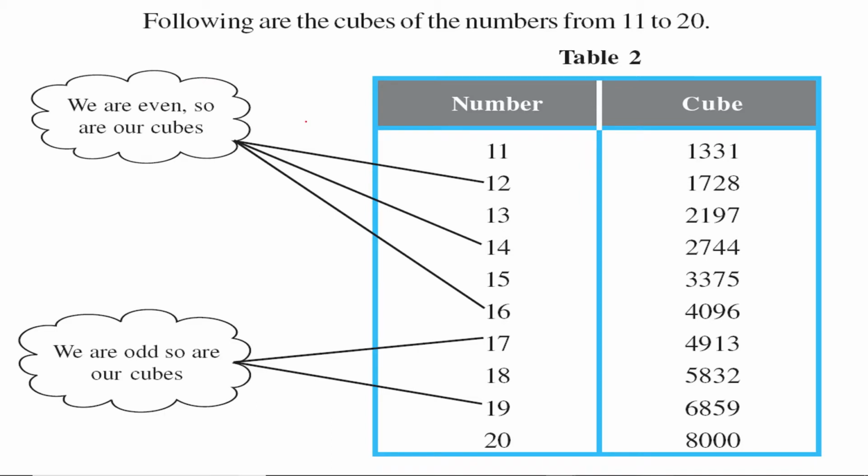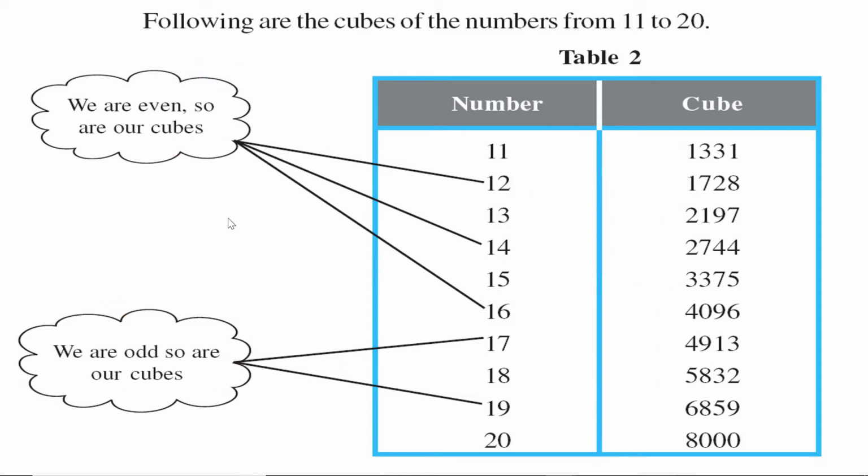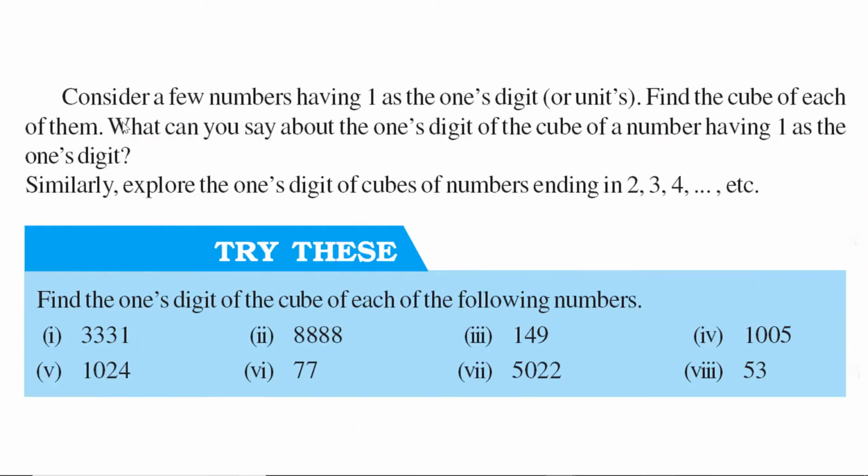So let us see that when we cube, when we have a number as even, the cubes are also even. When we have odd, the cubes are also odd. So if we are odd, so are our cubes. If we are even, our cubes are also even numbers. Odd means the cubes will also be odd numbers.